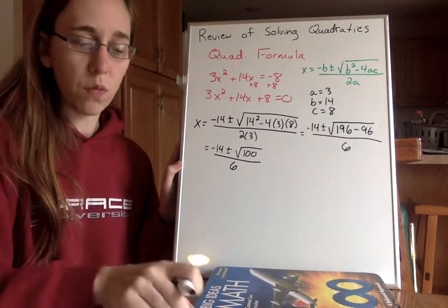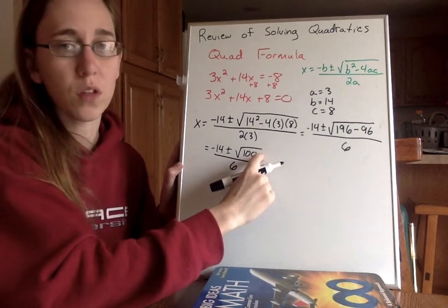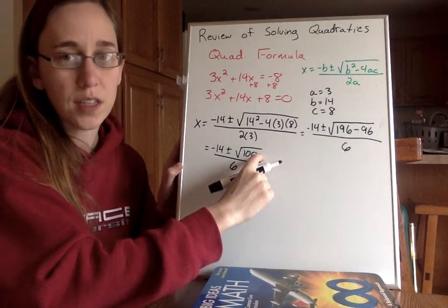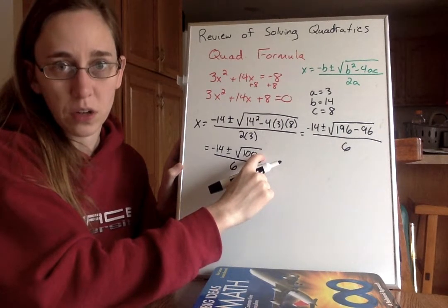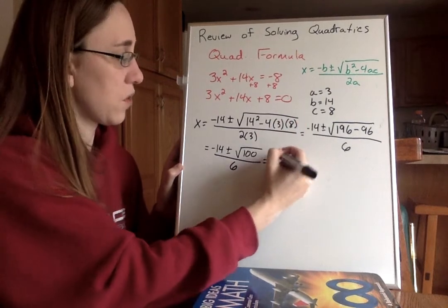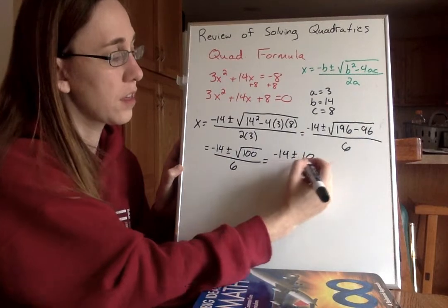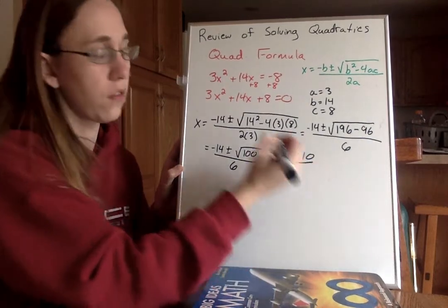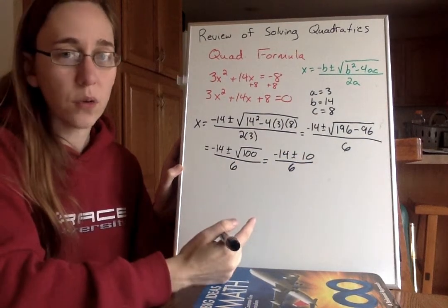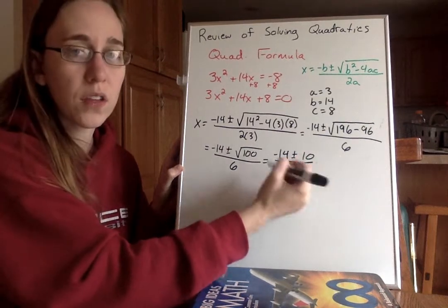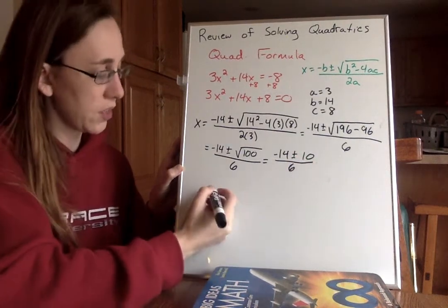Now, you've worked with ones where this was a perfect square and ones where it's not. On your worksheet today, they're all going to be perfect squares. So there's one of your hints. So we get negative 14 plus or minus, well, the square root of 100 is 10, over 6. Now remember, we still get two answers. Once we've gotten rid of the square root, that is where you're going to break it into 2.